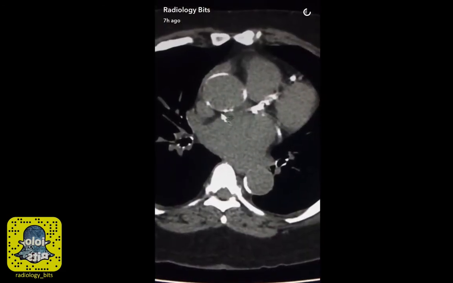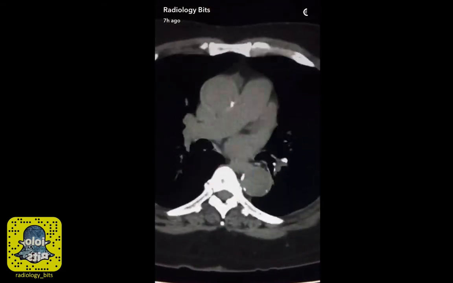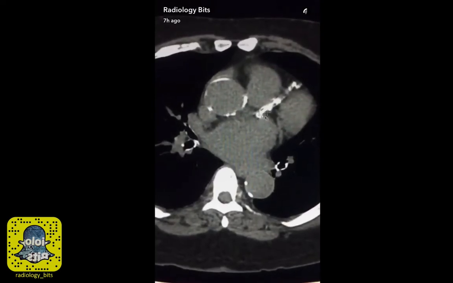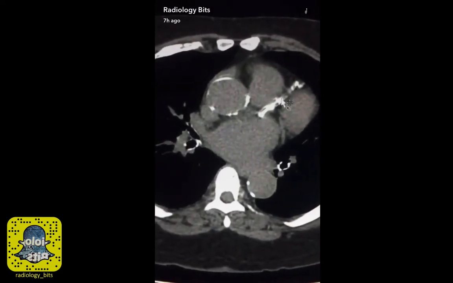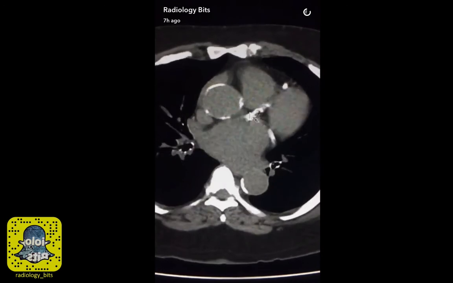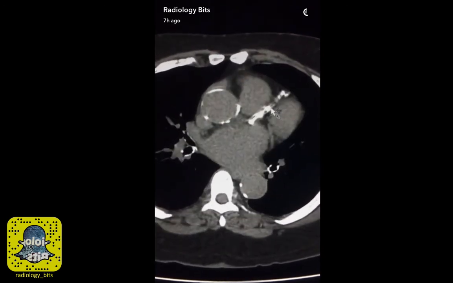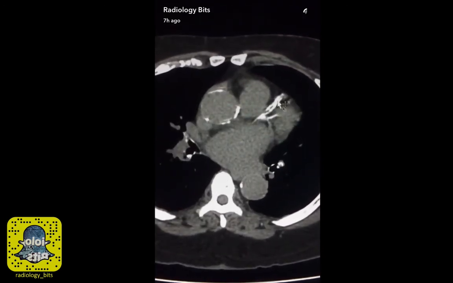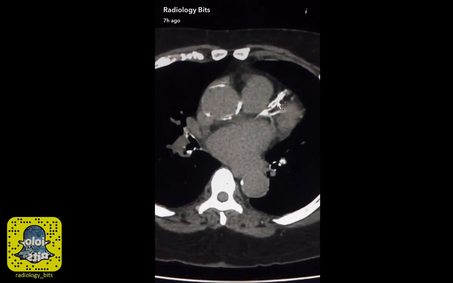Now let's look at another thing. All those calcific densities are within vessels. This is within the aorta. These are within the coronary arteries. In addition to the atherosclerosis, the patient has this dense tram track-like appearance, which is related to coronary arterial stents.